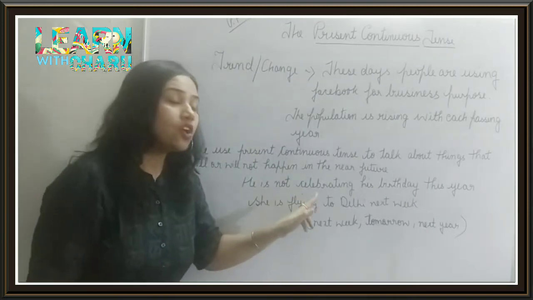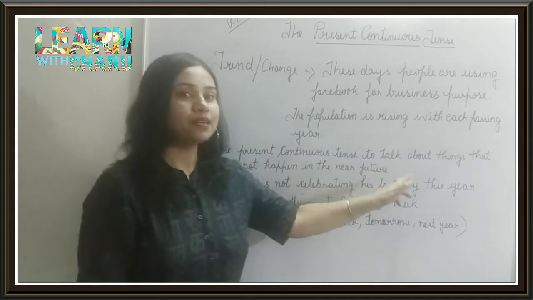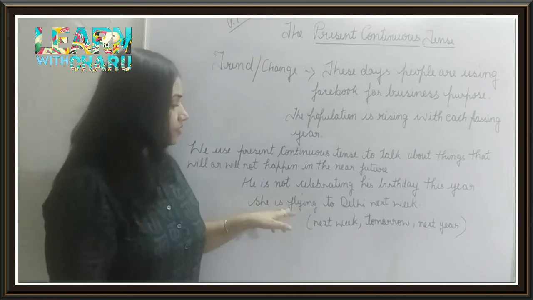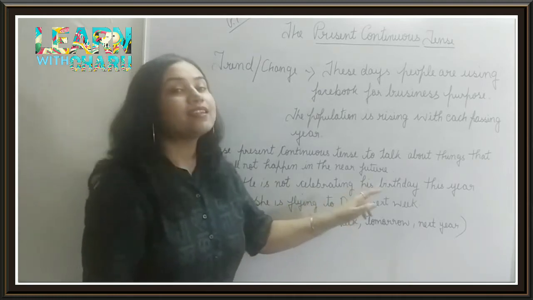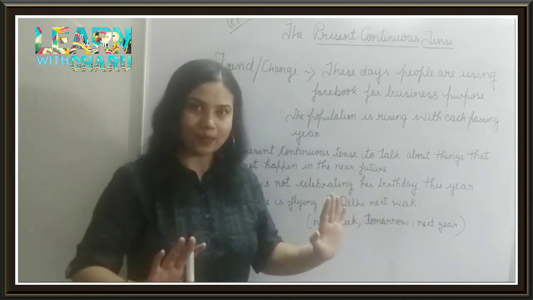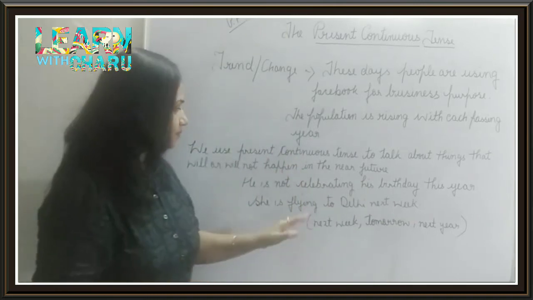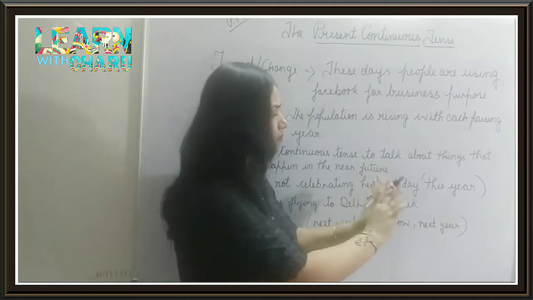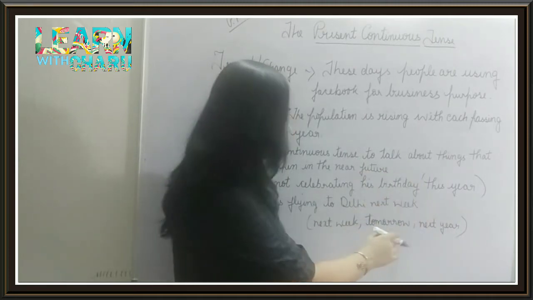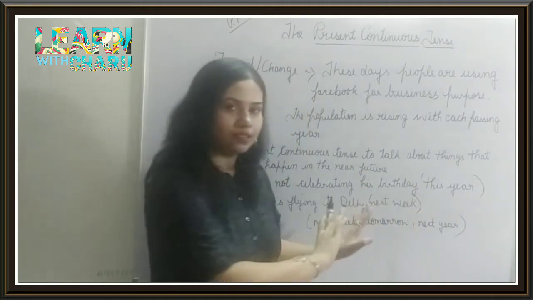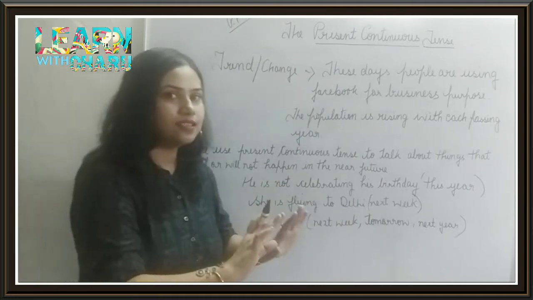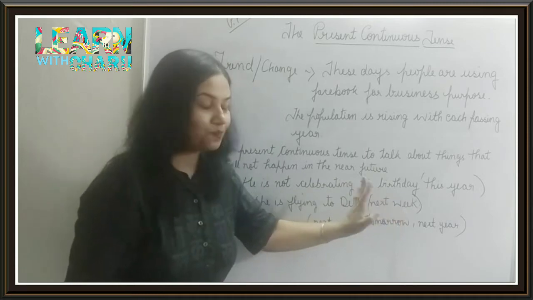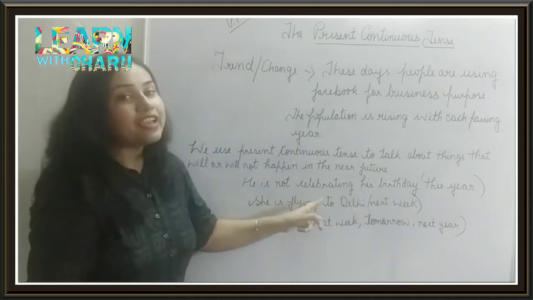He is not celebrating his birthday this year. She is flying to Delhi next week. Okay, now if I rub these, suppose this year is not in the sentence. Okay, ये मान लो कि this year इस sentence में नहीं है और this week is also not here. Okay, now let's see the sentence. He is not celebrating his birthday. She is flying to Delhi.